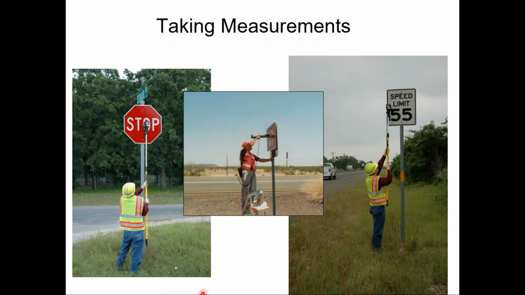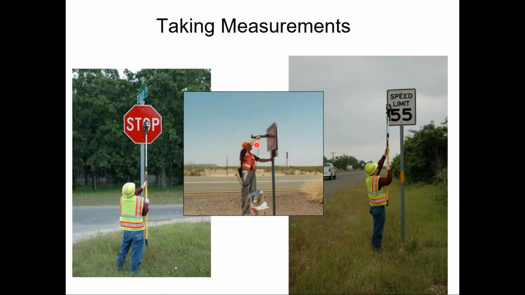Here you see taking measurements. The outer 2 show the use of the extension pole. The center image, it looks like he's using a ladder. Notice this is what I mean by orientation. I'd call this sort of vertical here. Notice the device is kind of vertical with respect to the sign.